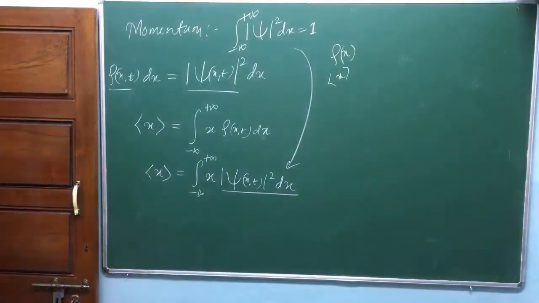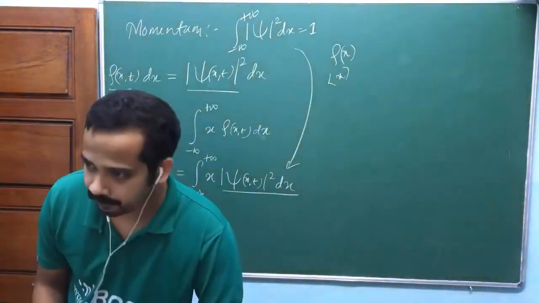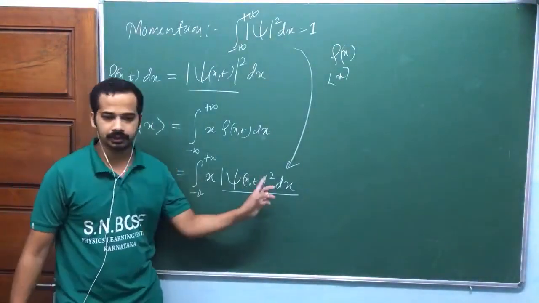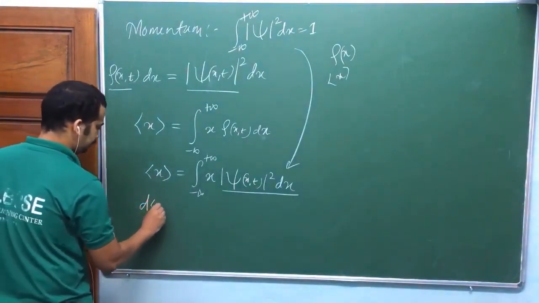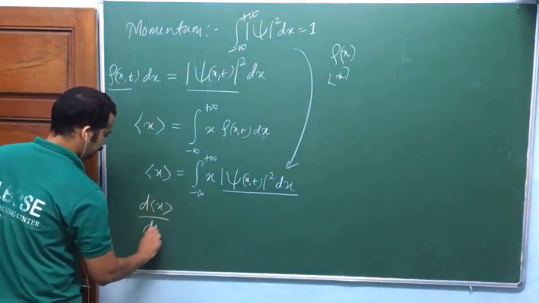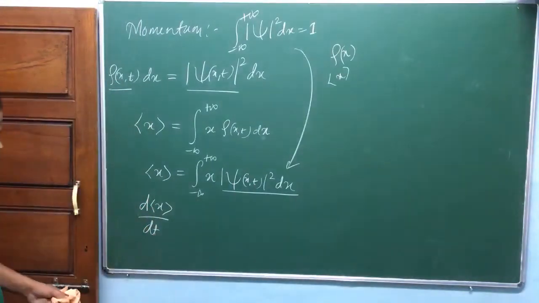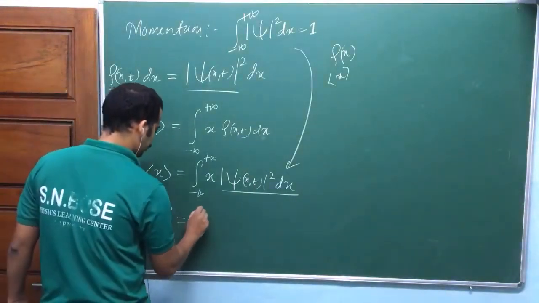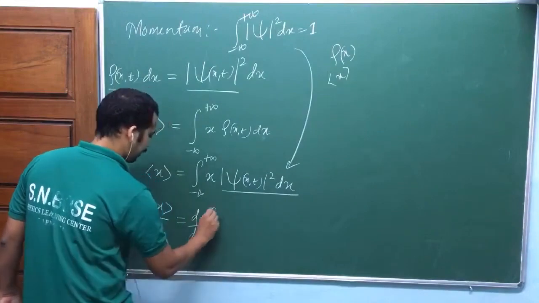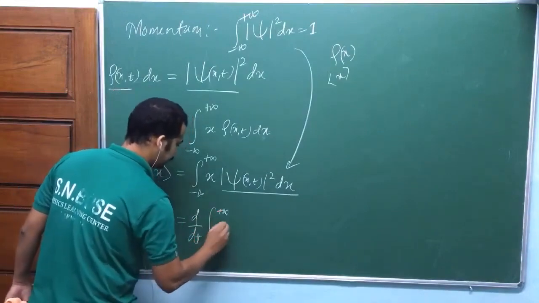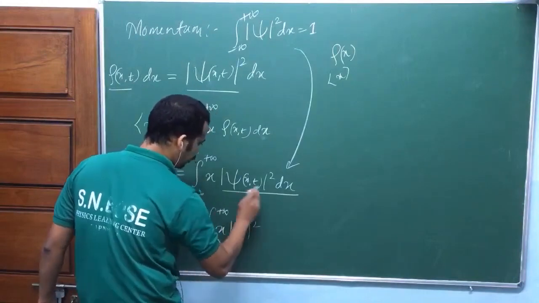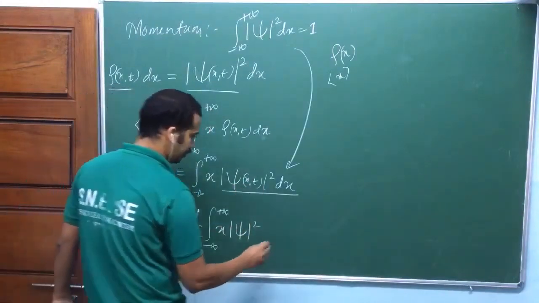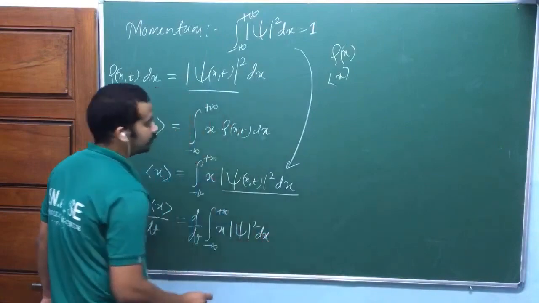Now, the next idea here is this can be time dependent also, isn't it? In the most general case, this can be time dependent also. That's what I'm saying. So then take d expectation x by dt. We shall see what would happen. Okay. So that means this is equal to d by dt of the integral from minus infinity to plus infinity of x into mod psi squared dx. I'll not write x comma t, but you just assume it.